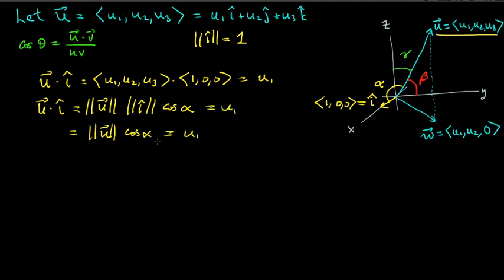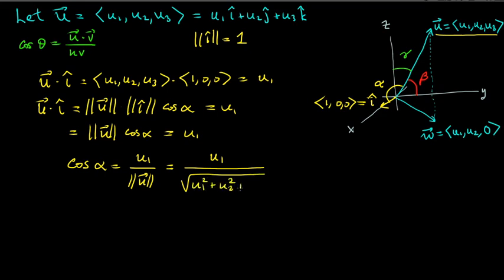And so if you want to find alpha, just divide by the magnitude of u, right? So the cosine of alpha is going to be u1 divided by the magnitude of u. Or if you want to write them all out in terms of their components, this is u1 divided by the square root of u1 squared plus u2 squared plus u3 squared. And now, if you want alpha itself, then just take the inverse cosine, or the arc cosine of this quantity here.